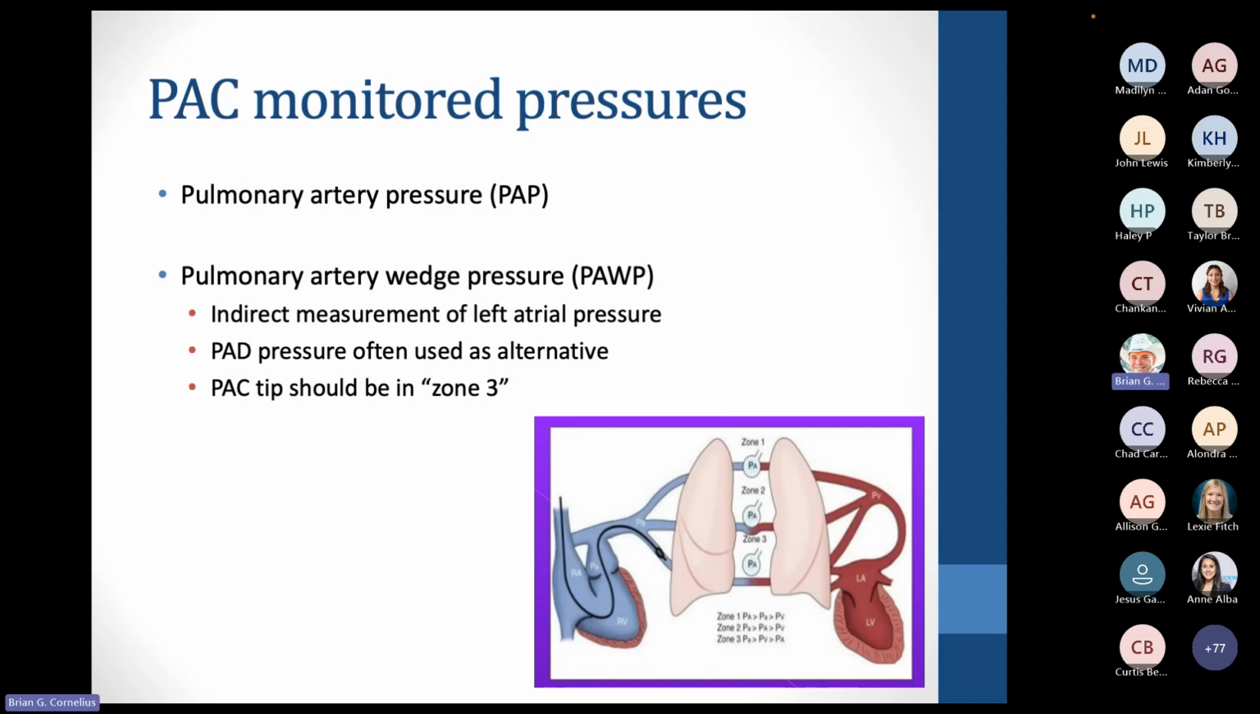So for Dr. Schmidt, we'll put the West zones up there. Generally, we use the PA catheter tip in zone 3 to monitor our wedge pressure. And as I said, it's basically looking all the way through the lungs to the left side of the heart. Alternatively, if you're not able to get the catheter to wedge, you can oftentimes use your PA diastolic pressure as kind of an estimate of your wedge pressure. Or maybe you want a little bit more consistent monitoring, so you can use PA diastolic for that.